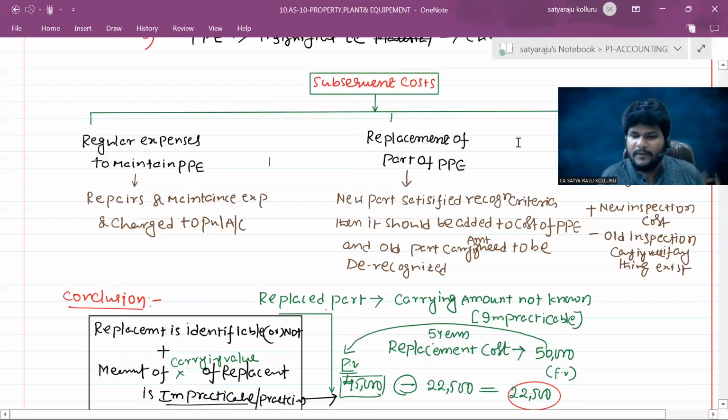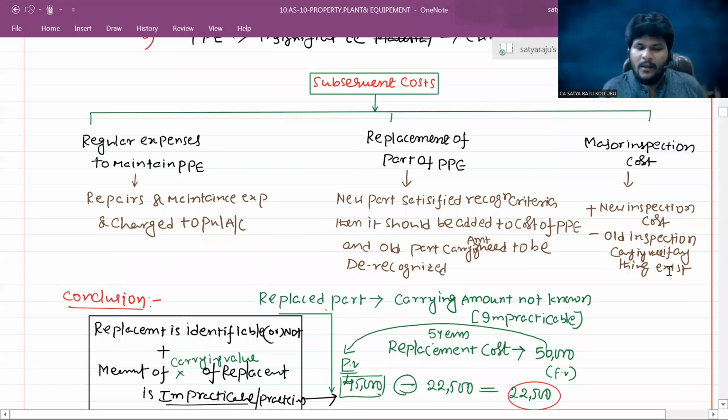Fine. This is all about AS10. Now, coming to the replacement of PPE. In case of replacement of PPE, if the new part satisfies the recognition criteria, then it should be added to the cost of the PPE, and the old part's carrying amount needs to be derecognized.